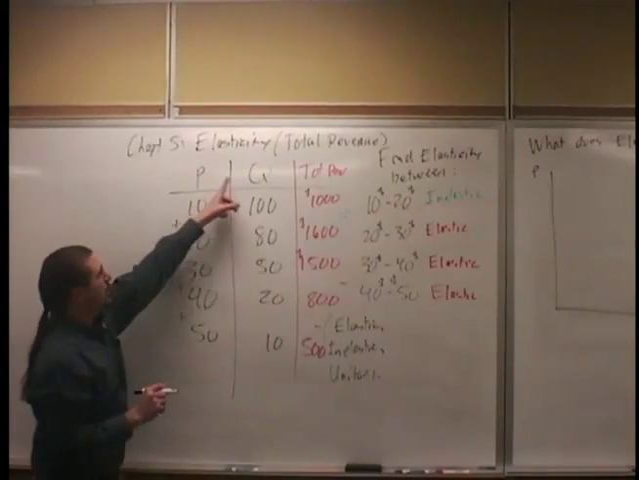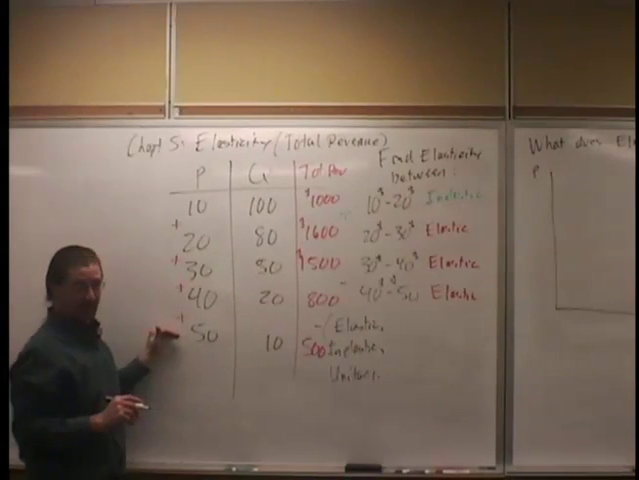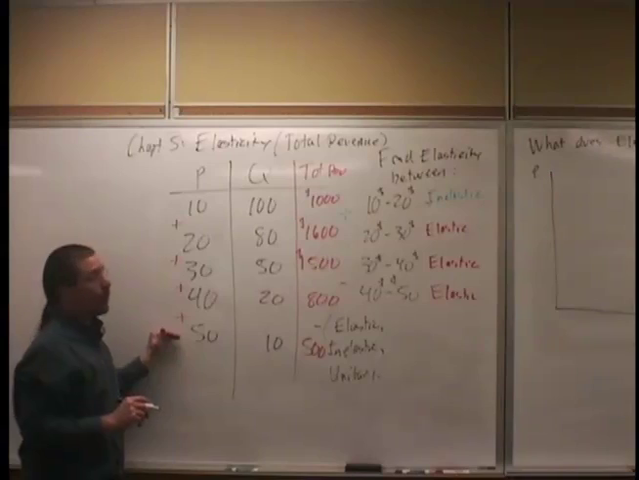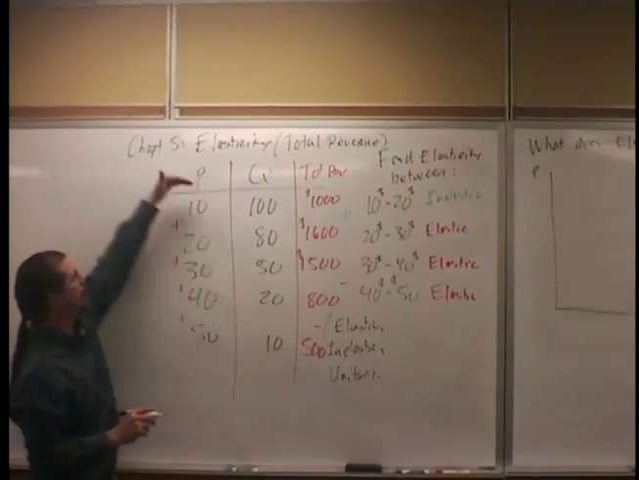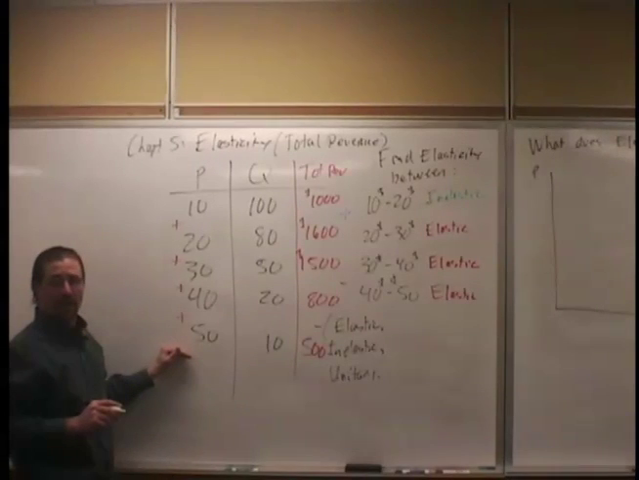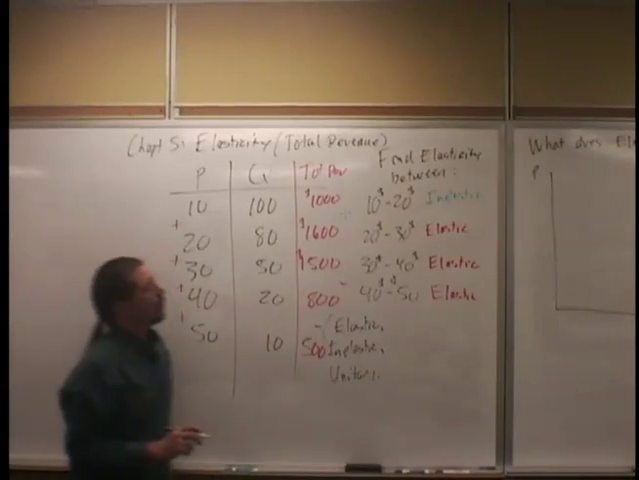Remember, when you're dealing with this price and quantity table, this is often called a demand schedule. So what we're really doing when we're analyzing elasticity using this total revenue approach is analyzing how is our demand looking? What does it look like? All right?